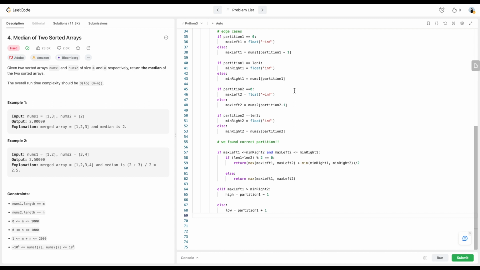The time complexity for this would be O of log min of m and n. So basically it would be O of log of nums1. And space would be O of 1 because we're not using any additional space.